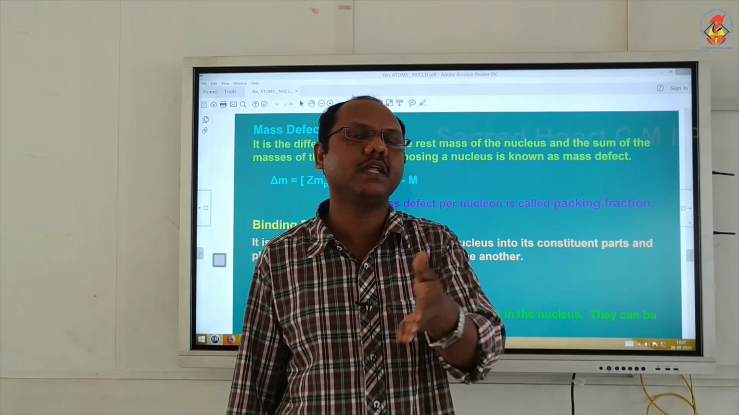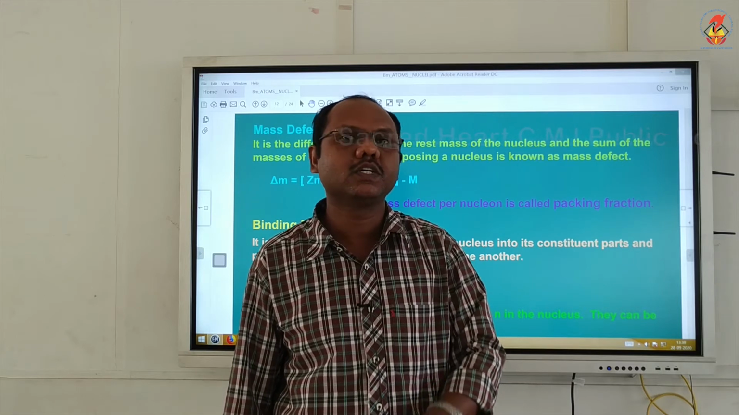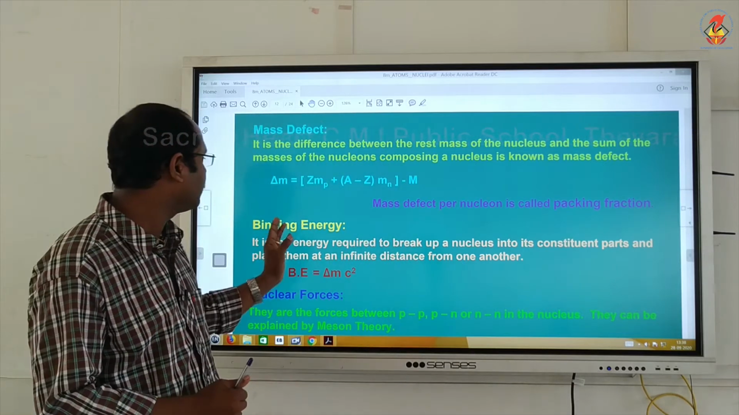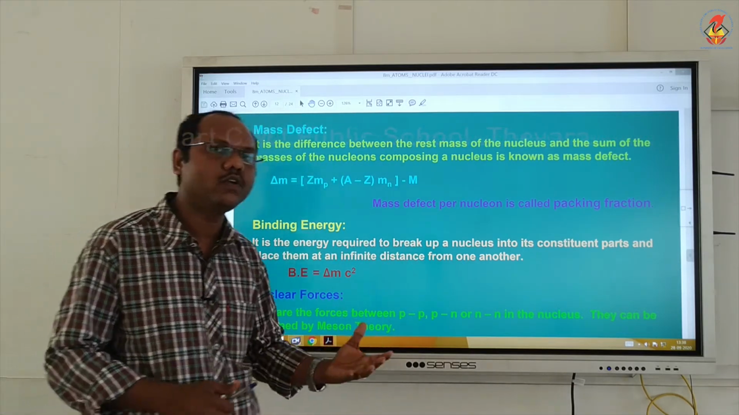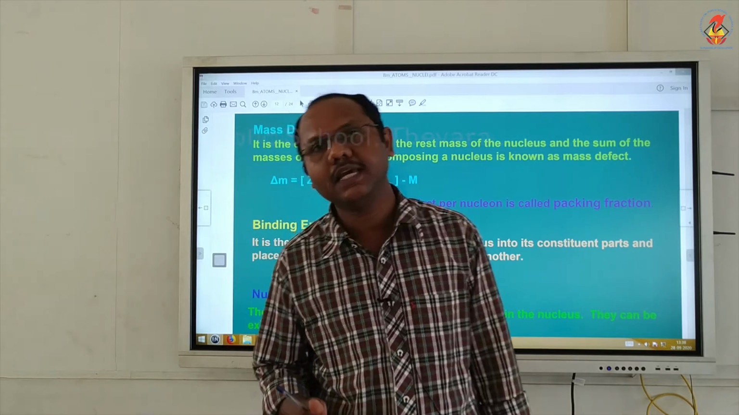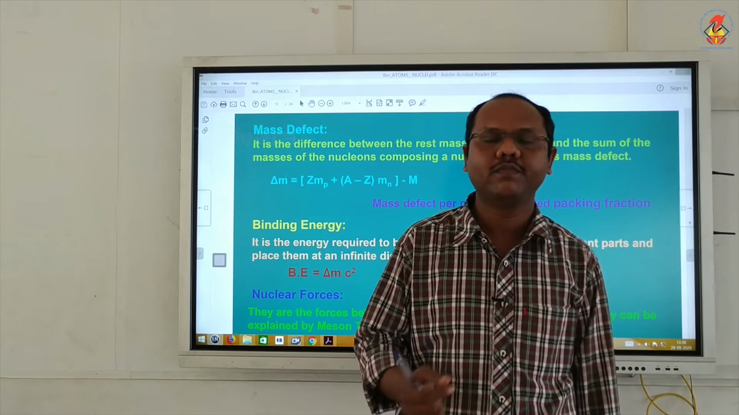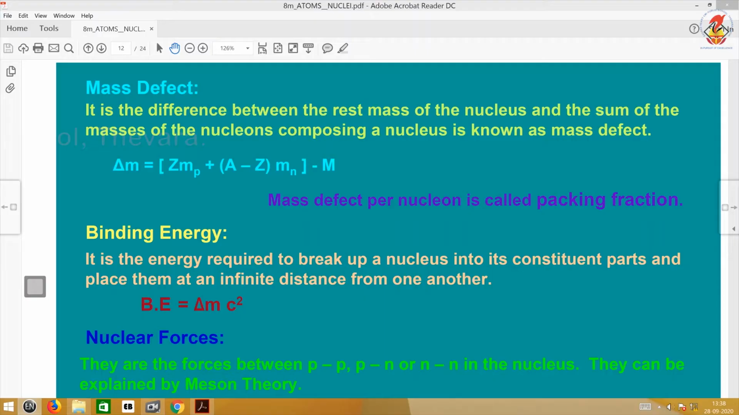Some matter is converted into energy. That is the physical significance of mass defect. Now let us see what binding energy is. That energy is used to bind the protons and neutrons within the nucleus. Binding energy is defined like this: it is the energy required to break up a nucleus into its constituent parts and place them at an infinite distance from one another so that they will not come back.